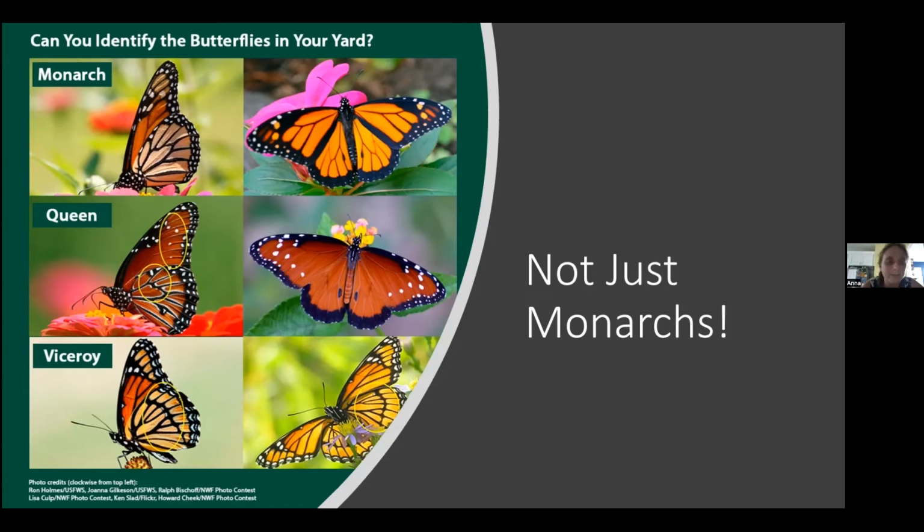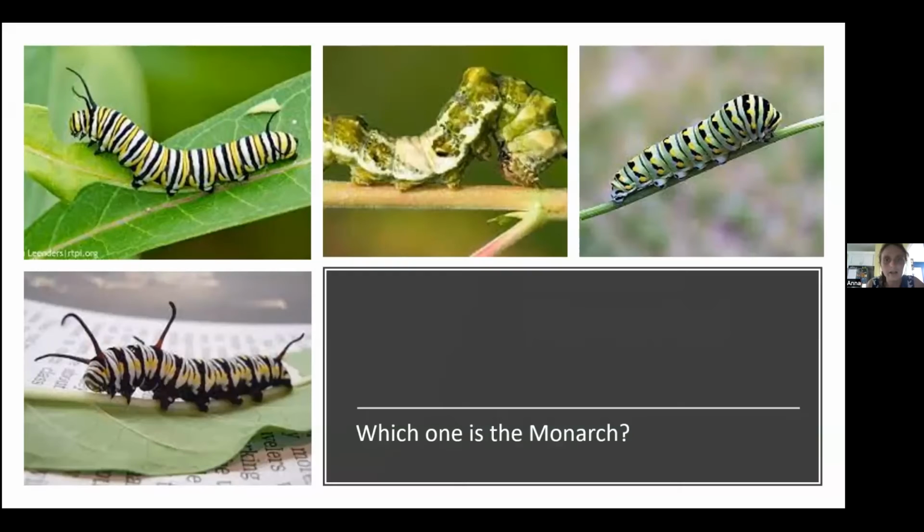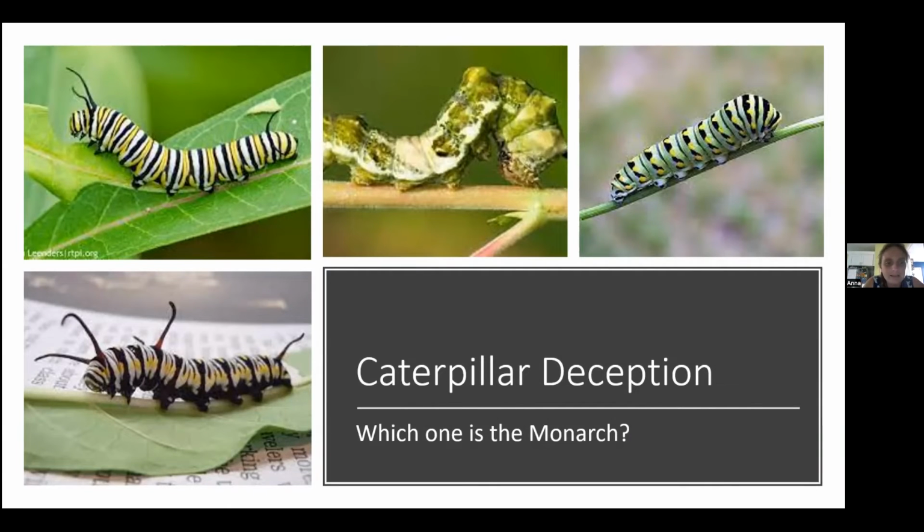There's a secondary banding of black on that lower pair of wings. That's how you can tell them apart from the monarchs. They also tend to be a little bit smaller. The queens are lacking a lot of that banding that we see in the monarchs and in the viceroys. And their caterpillars look very different as well. Up in the upper left, you've got your classic monarch caterpillar. And down right below it, that is your queen butterfly.